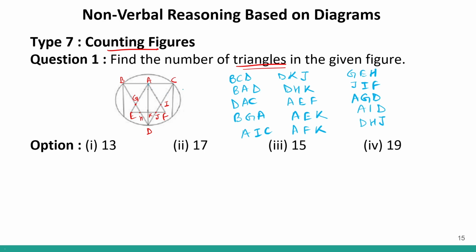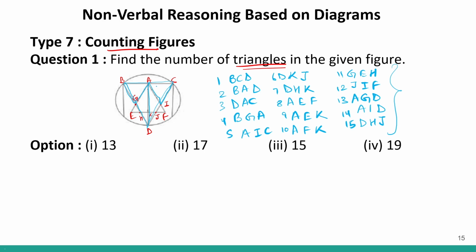Now we have these many triangles I can see. So in total, how many triangles are there? 1, 2, 3, 4, 5, 6, 7, 8, 9, 10 and 11, 12, 13, 14 and 15. So in total now I have seen 15 triangles and none of them are repeating. Let us check. So if you quickly go through, BCD is one triangle. Then we have BAD and we have DAC. Then we have BGA and then we have AIC.